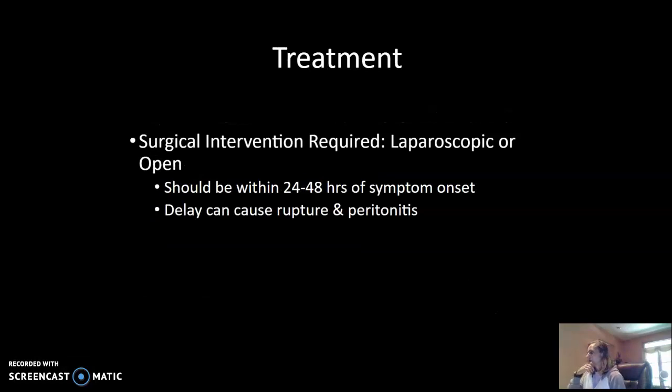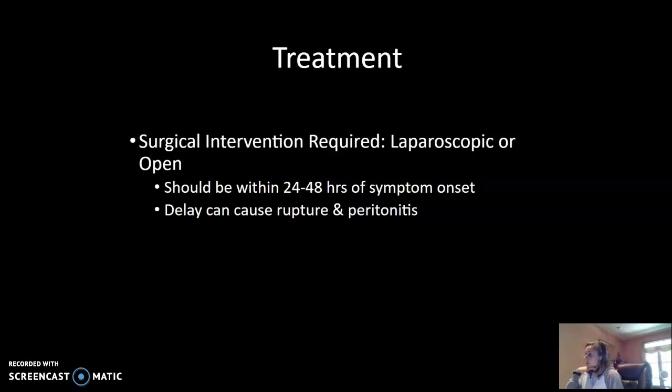Really, the only treatment that we have for appendicitis, besides, of course, giving antibiotics, is to remove the appendix. This is an emergent surgery. This is not something that we're going to wait around for. This is the type of surgery that if it's 3 o'clock in the morning, we're calling the OR team to come in and do. Because if we wait, then we run the risk of that appendix rupturing. We want to get it out as soon as possible.